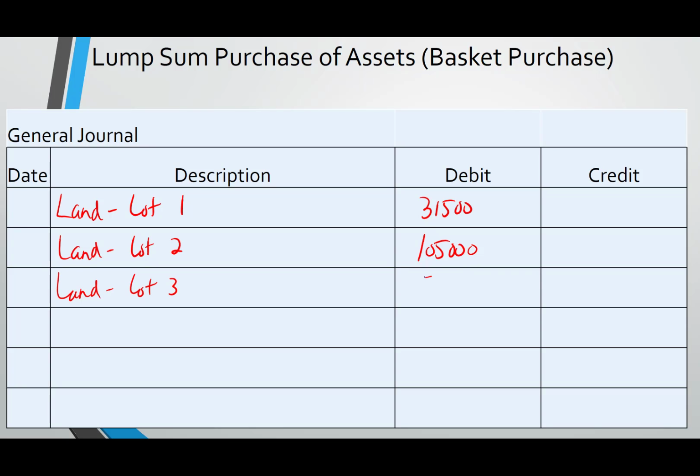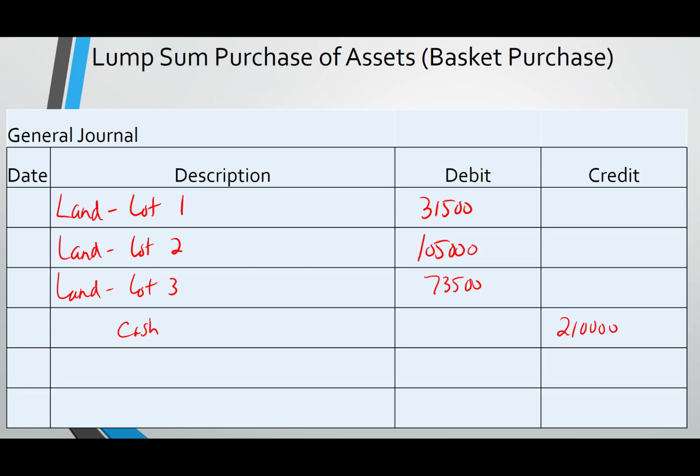So just make sure that you do add up all the appraised values, divide by the appraised value total for each individual asset you're buying, and then multiply the percentages by the purchase price. Now just be careful, sometimes you may not be crediting cash. You'd be crediting note payable or some other liability if you're buying it with other ways than cash. So just be on the lookout for that.